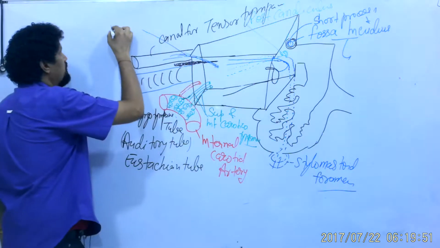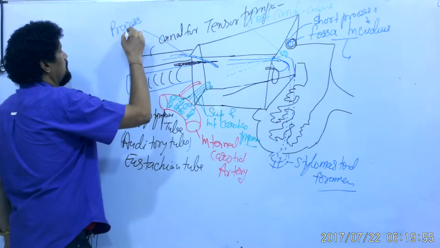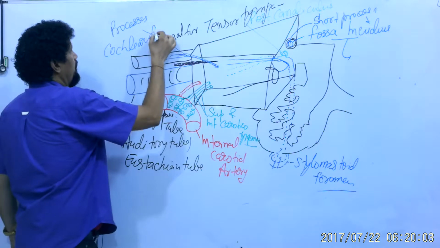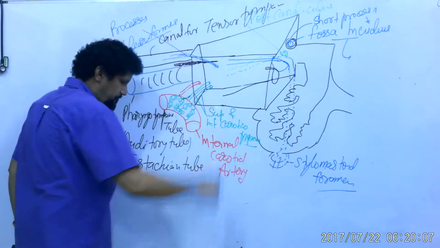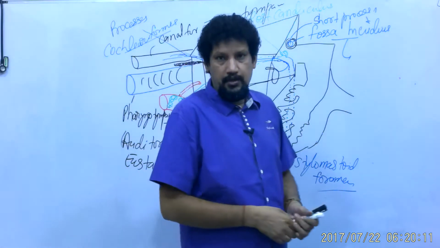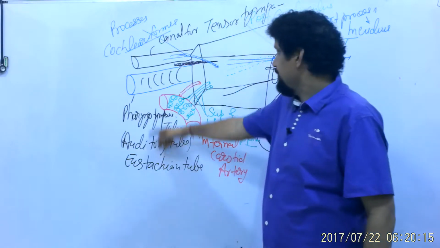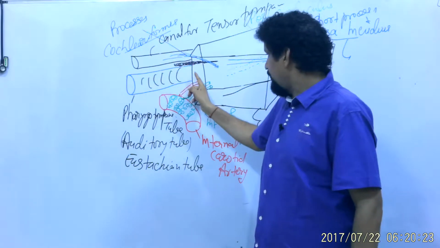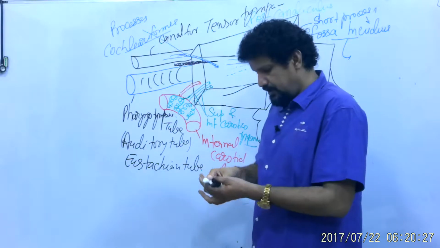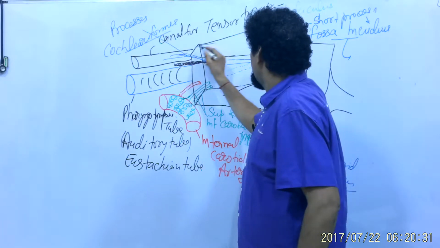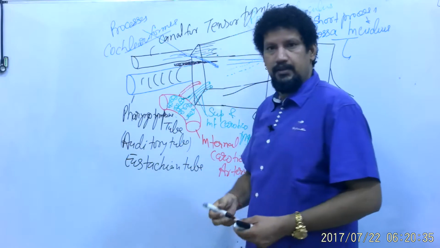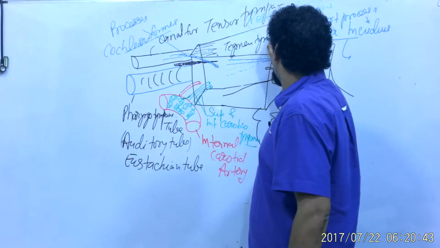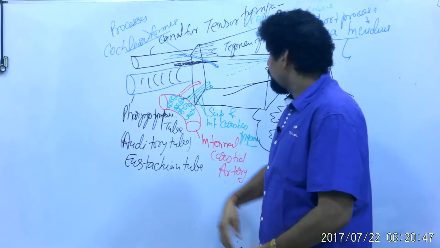cochleariformis. This processus cochleariformis is a bony projection which is separating the canal for the tensor tympani and the opening of the auditory tube, and the upper part, the roof here, is formed by the tegmen tympani. So, roof is formed by tegmen tympani.